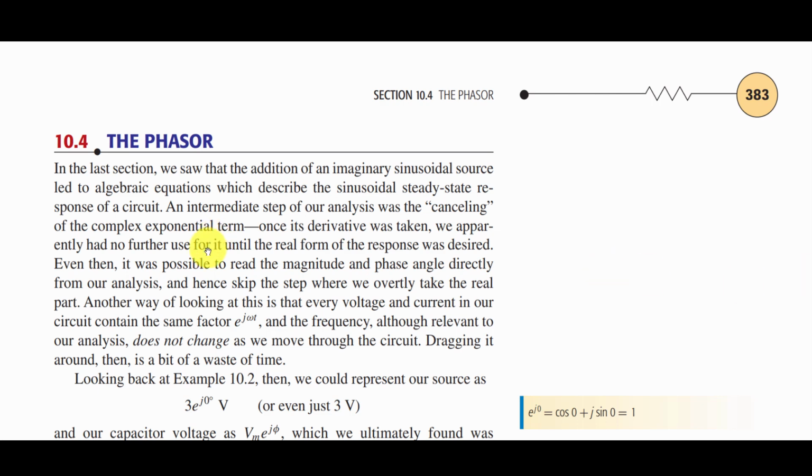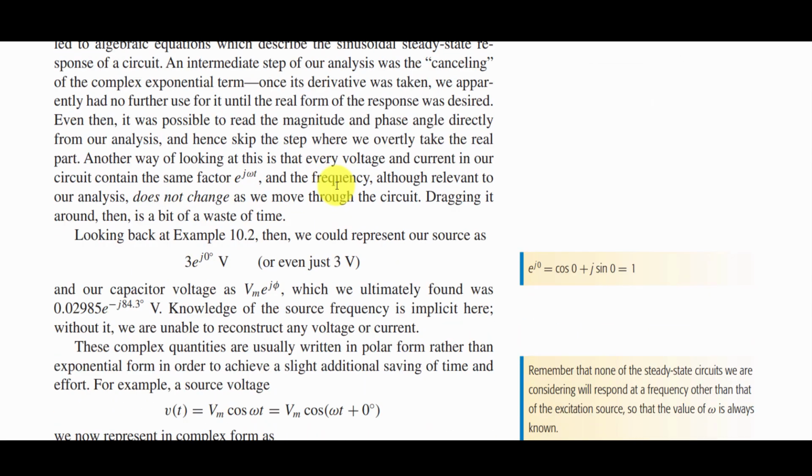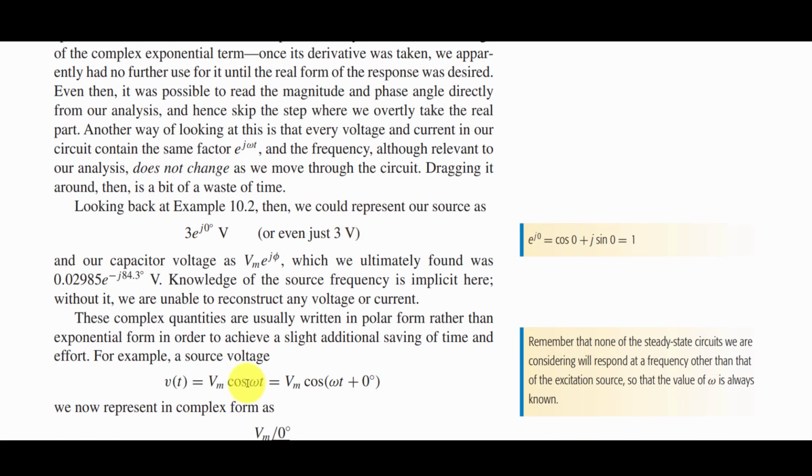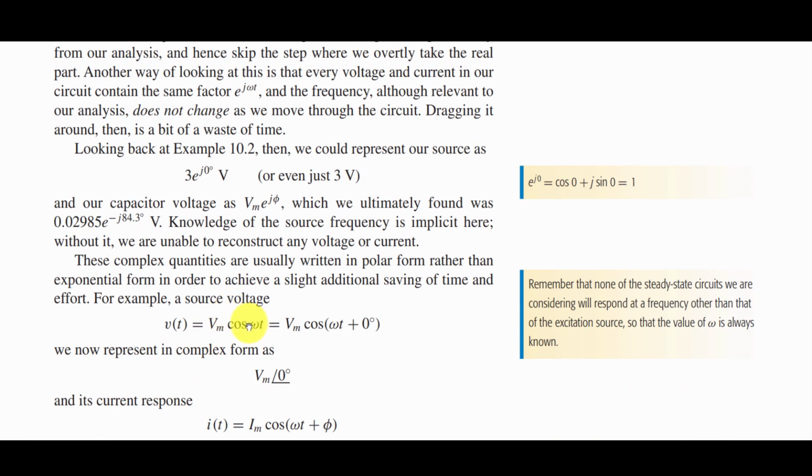In part 4 of this video series, we'll be looking at the concept of the phasor, which is the complex representation of a sinusoidal voltage or current. Let's say we have a voltage Vm cos omega t, which we can write as Vm cos(omega t + theta), because at t equals 0 the angle of this cosine wave is 0 degrees, and we can represent this cosine wave in complex form as Vm angle 0.